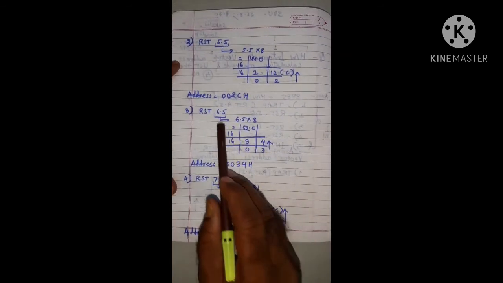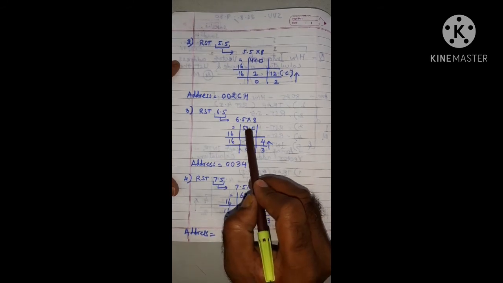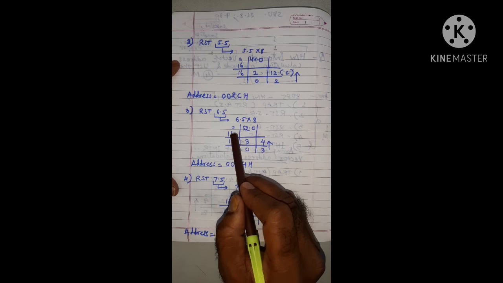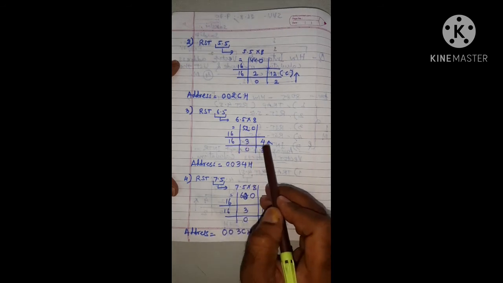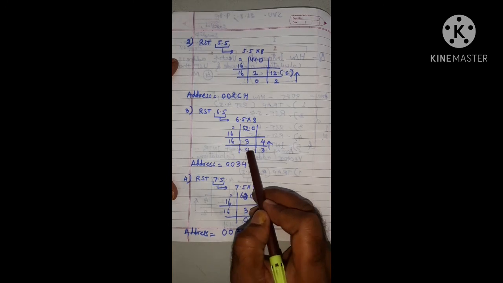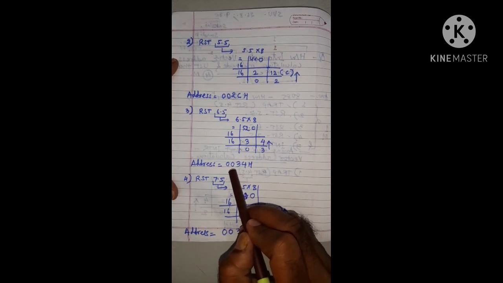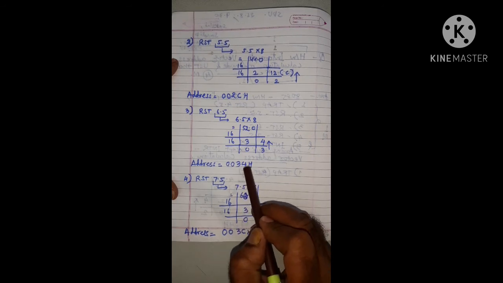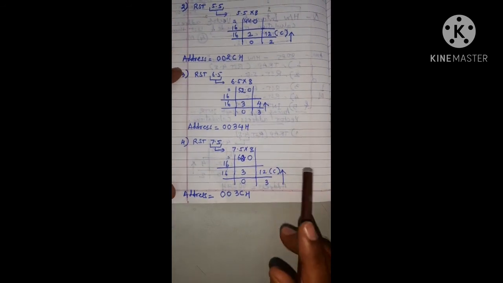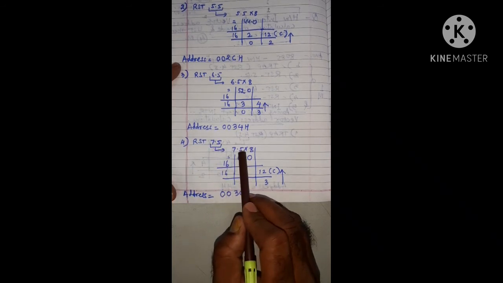Third, RST 6.5 is multiplied by 8. So 52 it comes, divided by 16; 16 threes are 48 and 4 is the remainder. Again divided by 16, quotient is 0, remainder is 3. So this 34 is taken, so the address comes 0034H.